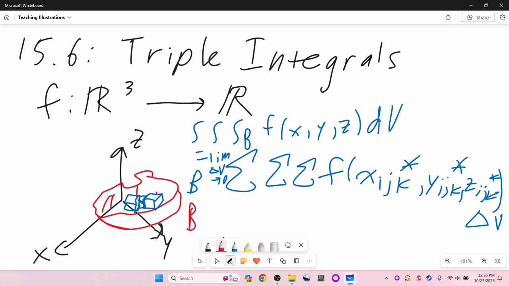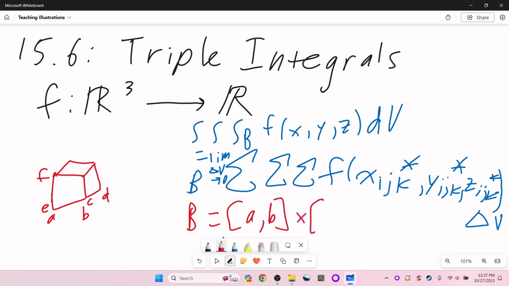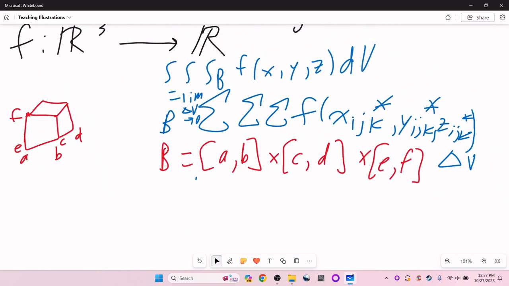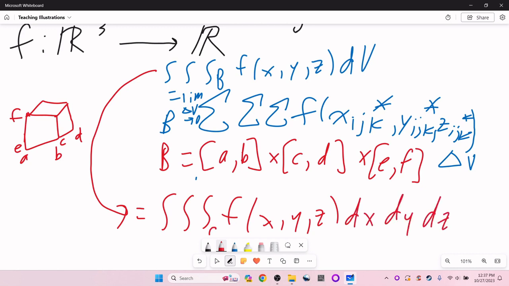Now, if we say B is a box, let's say B itself wasn't this weirdly shaped thing. Let's say B were just a box. And so x goes from a to b, y goes from c to d, and z goes from e to f. So if [a,b] cross [c,d] cross [e,f]. So then that integral here could be written as integral, integral, integral of f of x, y, z dx dy dz, where x goes from a to b, y goes from c to d, z goes from e to f.